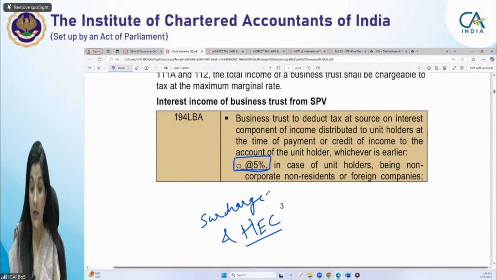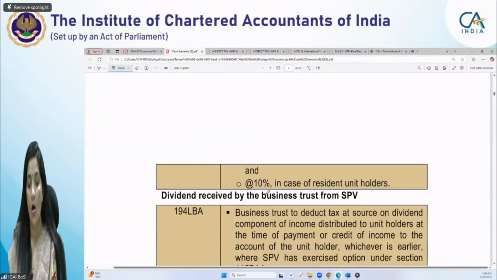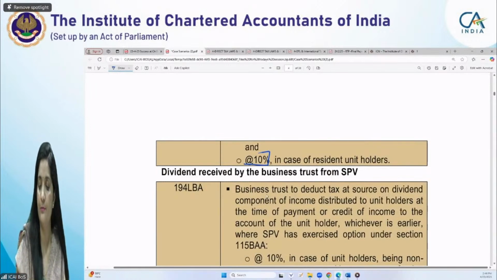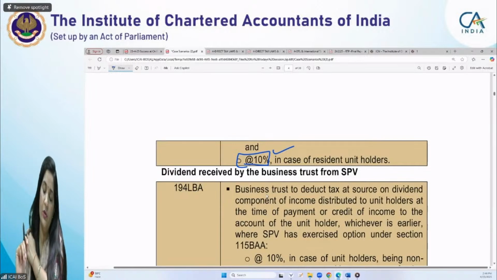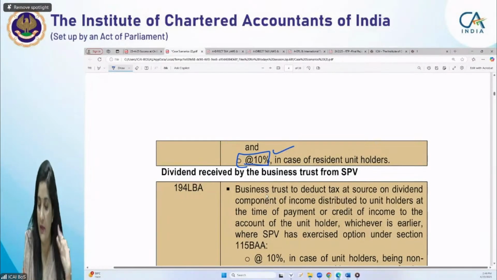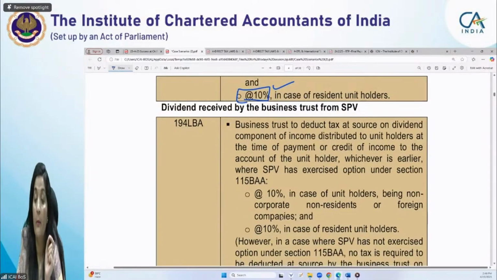So the rate of TDS in respect of interest is 5% for unit holders being a non-resident or foreign company, or at the rate of 10% in case of resident unit holders. It is 10% in case of resident unit holders. And with respect to dividend, remember, for interest the TDS rates are different, but in case of dividend, TDS rates are the same, 10%, both in the case of non-resident as well as resident unit holders. Remember it in case of dividend.